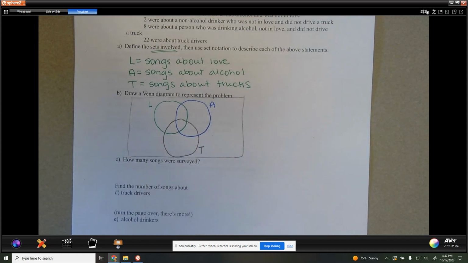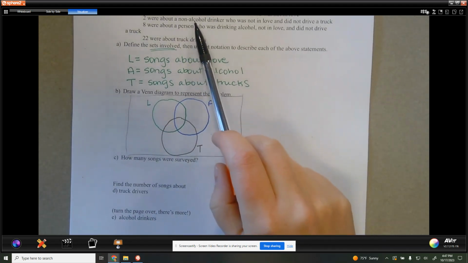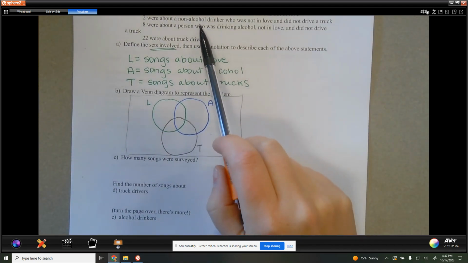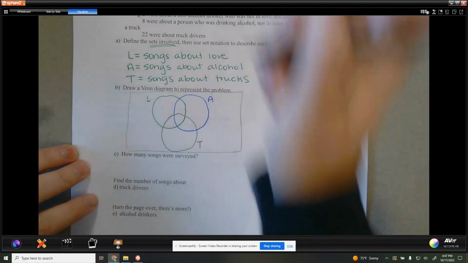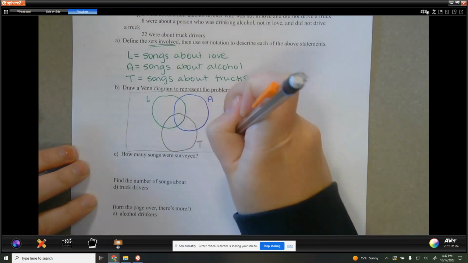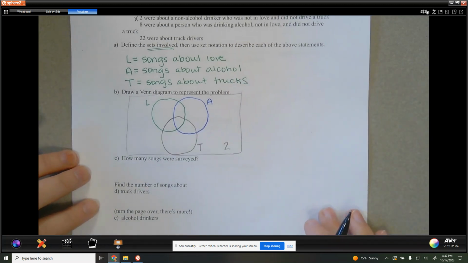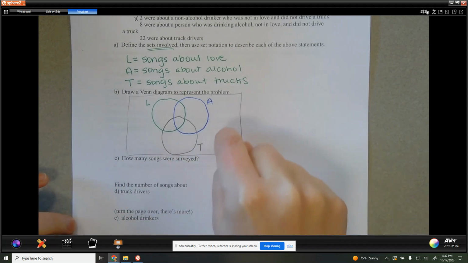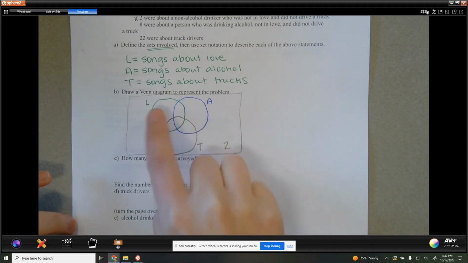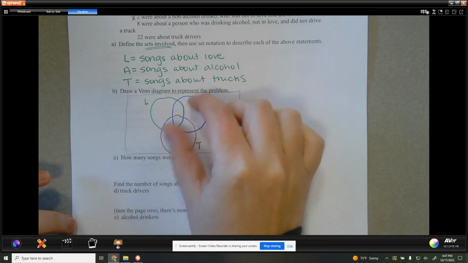Where was this? Songs about a non-alcohol drinker who was not in love and did not drive a truck. So that's not about any of those 3. Number 2 up here. So there's going to be 2 out in the universe, 2 songs that don't meet any of those. What I recommend when you're doing a Venn diagram, after you get your outside ones, is start from the inside and work your way out.